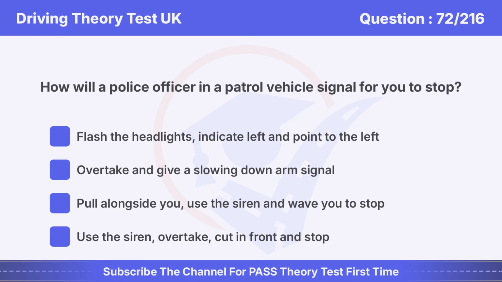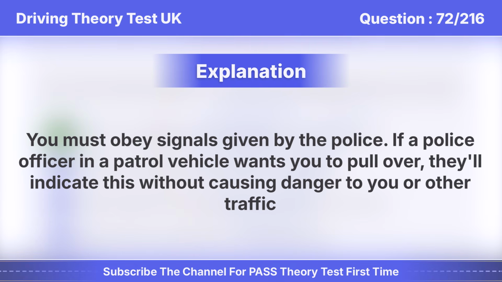Question 72. How will a police officer in a patrol vehicle signal for you to stop? Answer is A. Flash the headlights, indicate left and point to the left. You must obey signals given by the police. If a police officer in a patrol vehicle wants you to pull over, they'll indicate this without causing danger to you or other traffic.